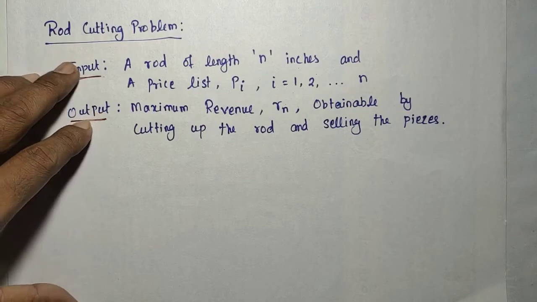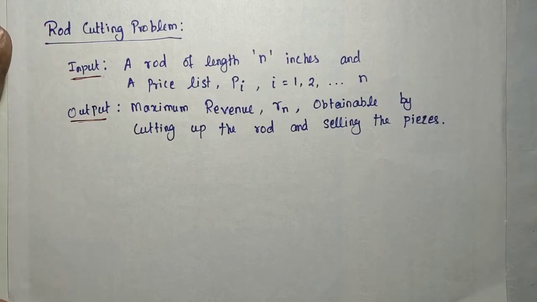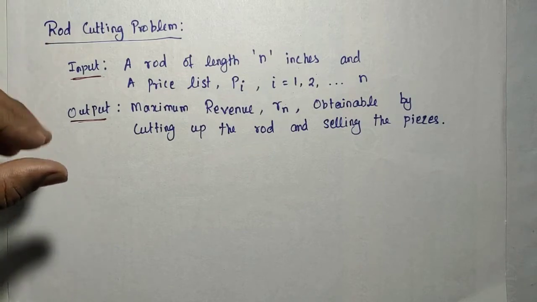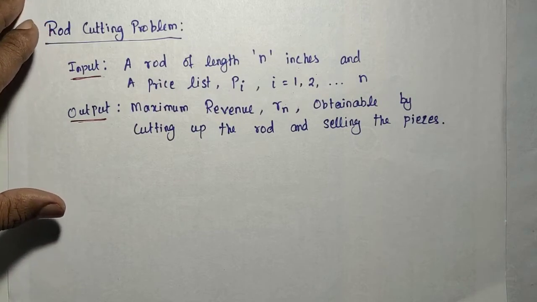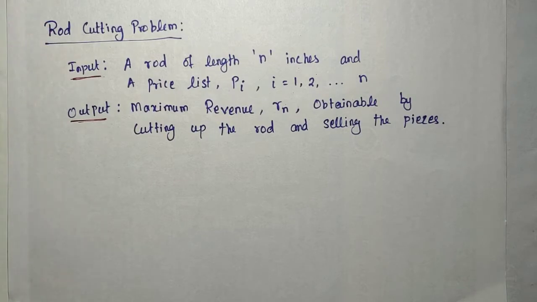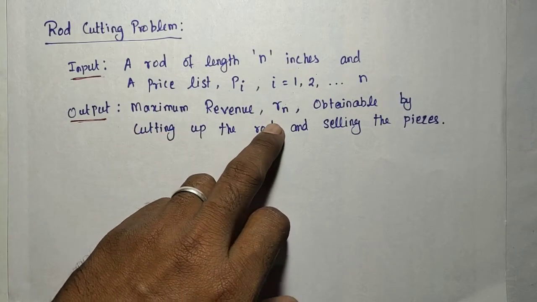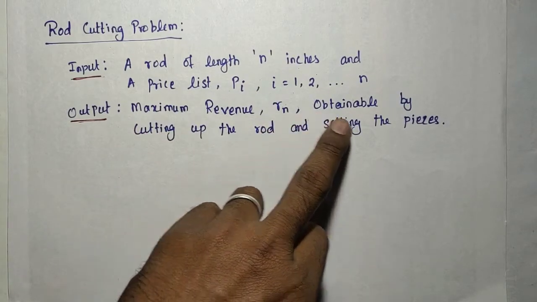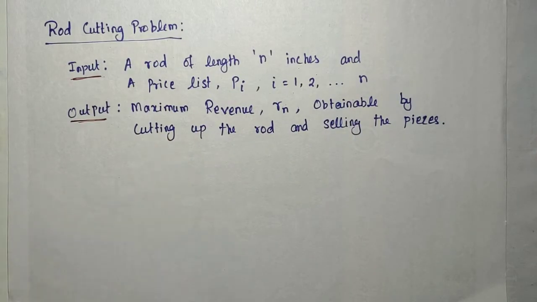So the problem statement is, you will be given an n-inch rod. You can cut the rod and you can sell the pieces. In which way, if you cut the rod and sell the pieces, will you get the maximum revenue? That you have to find. So the output is the maximum revenue obtainable by cutting up the rod and selling the pieces.